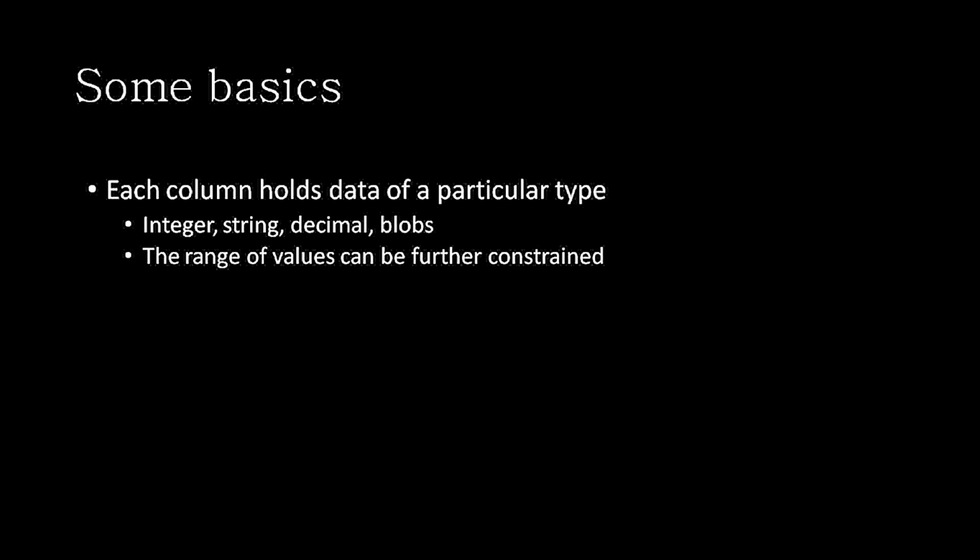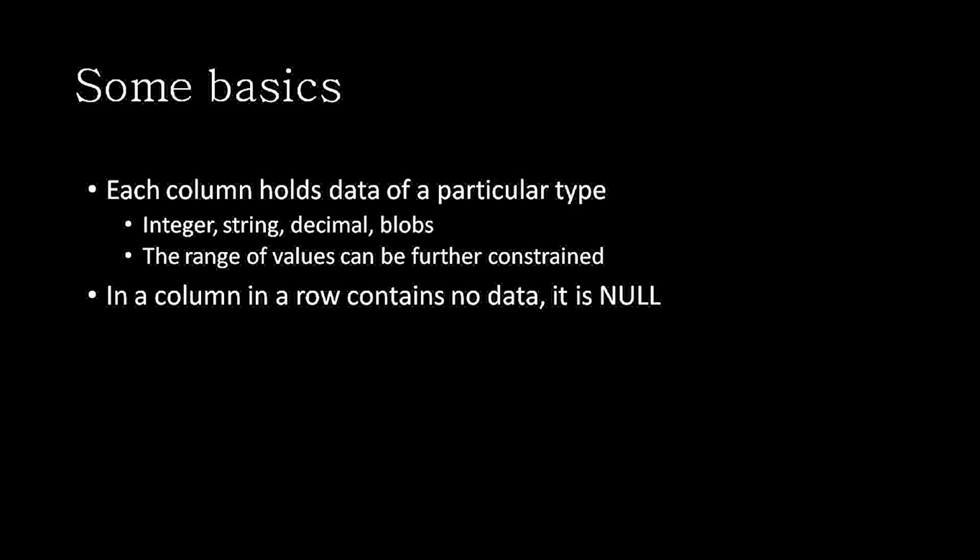Then let's talk about some more basics. Each column of a table holds data of a particular type. This type can be either integer, variable-length string, characters, decimals, or blobs. The range of values can be further constrained. If a column in a row contains no data, it is null. A null value can indicate that there is no possible value or that the data is unavailable.